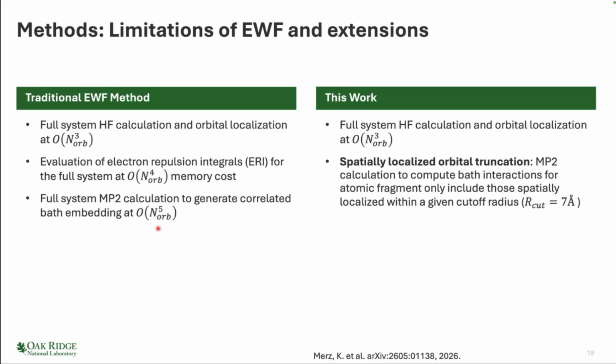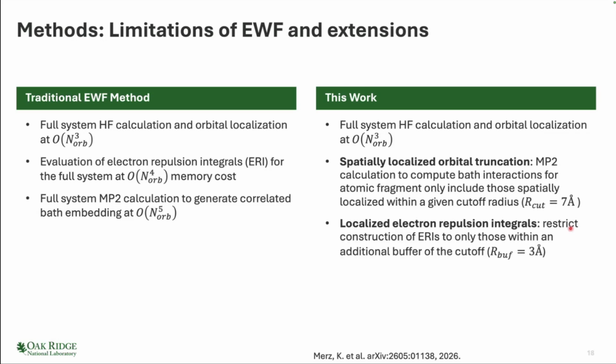but instead of performing a full system MP2 calculation, the orbitals considered for the perturbation theory excitations are now only those within a cutoff radius of each atomic fragment, and they choose a 7 angstrom cutoff for this. And similarly, instead of reconstructing the electron repulsion orbitals in the full space, they restrict the construction of these electron repulsion orbitals only out to about 10 angstroms from any given center. So they're working with explicitly localized quantities instead of the full system quantities in order to scale.